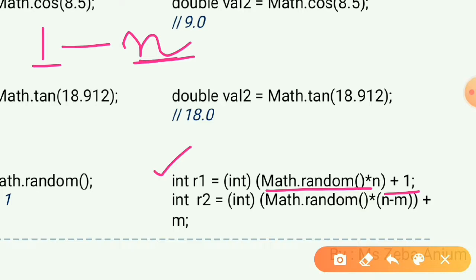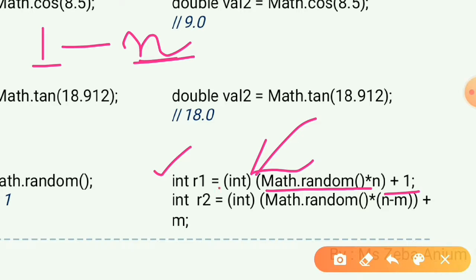But if in case you want a random number and it should be of an integer data type, then you have to explicitly typecast this function over here. Yes, remember we have studied implicit type conversion as well as your explicit type conversion.